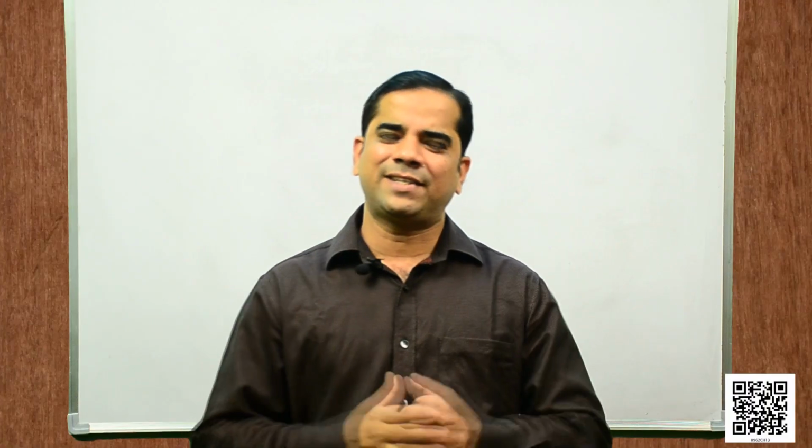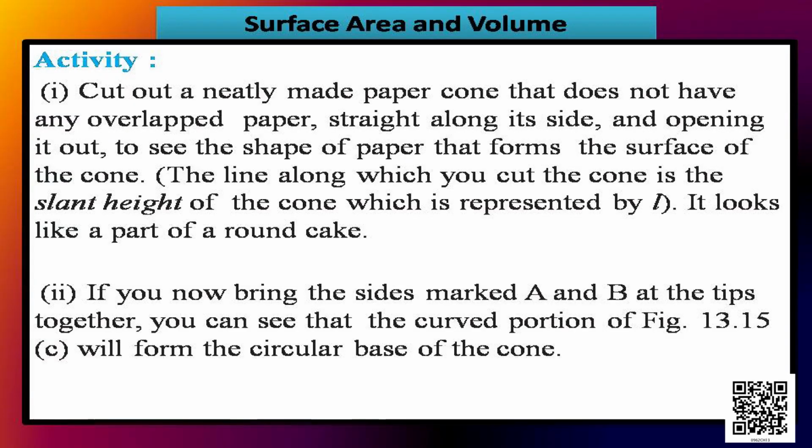Okay? Students, now there is another activity for you. Just cut out a neatly made paper cone that does not have any overlapped paper, straight along its side, and open it out to see the shape of paper that forms the surface of the cone. The line along which you cut the cone is the slant height of the cone, which is represented by l. It looks like a part of a round cake, isn't it?